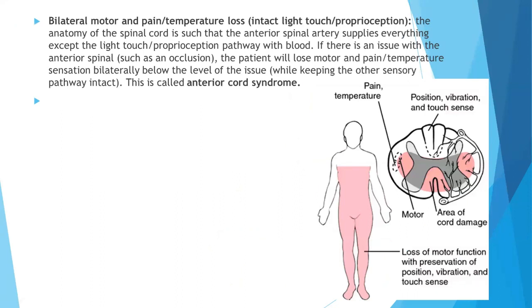If there is bilateral motor and pain and temperature loss, with intact light touch and proprioception, the anatomy of the spinal cord is such that the anterior spinal artery supplies everything except the light touch and proprioception pathways. If there is an issue with the anterior spinal artery, such as an occlusion in the ASA, the patient will lose motor and pain and/or temperature sensation bilaterally below the level of the issue. This is called the anterior cord syndrome. Very, very high yield information for the USMLE Step 1 examination.